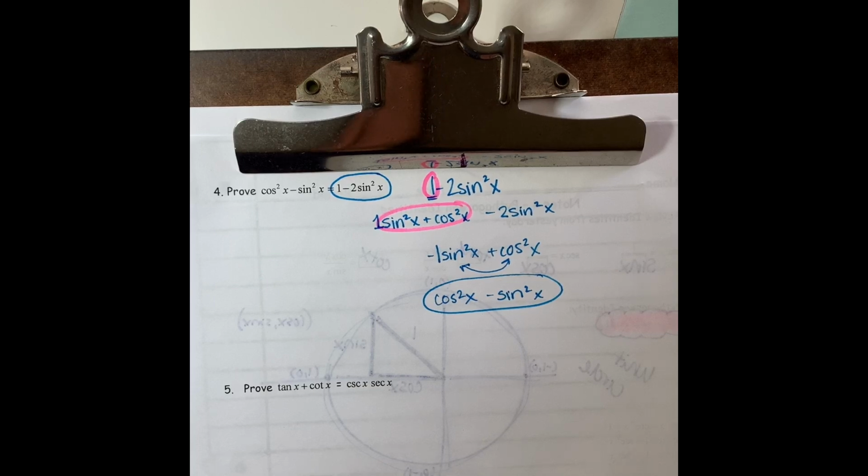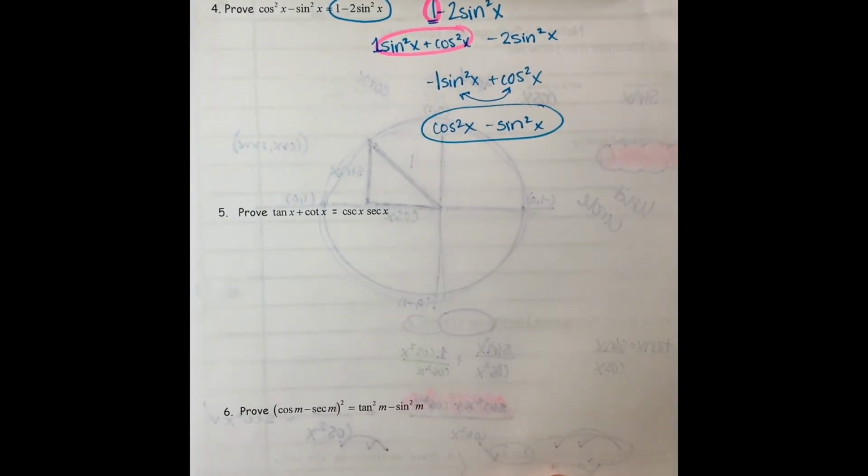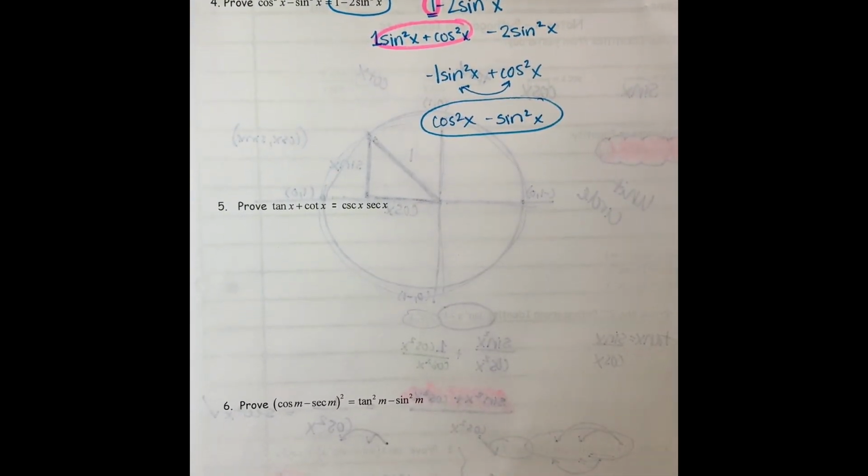Next one says tan x plus cotan x equals cosecant times secant. So let's take a look at that next one. So let's see, which side do we want to start on?